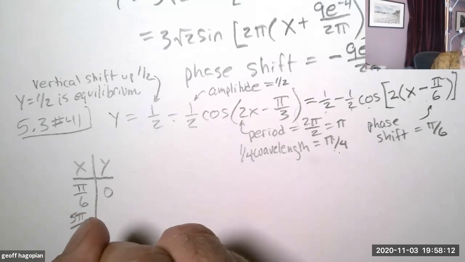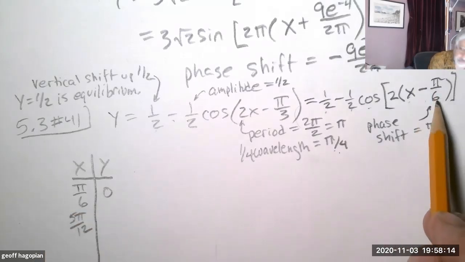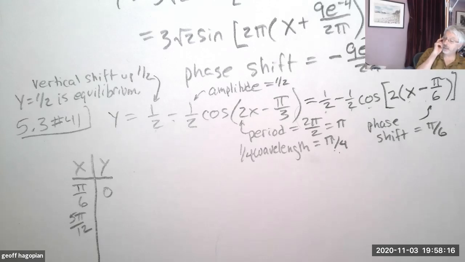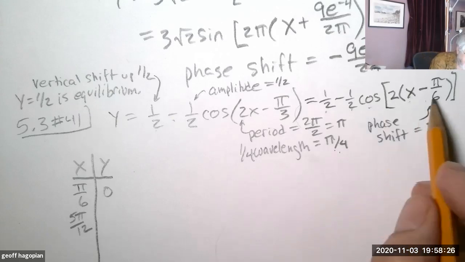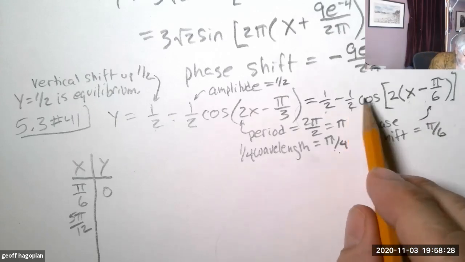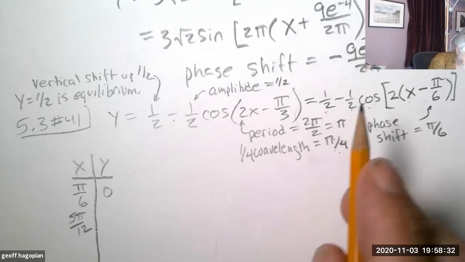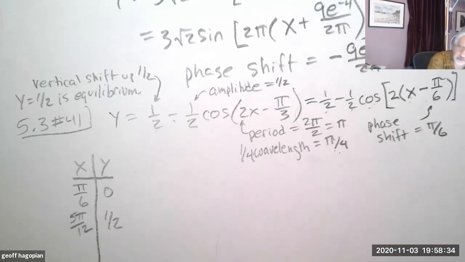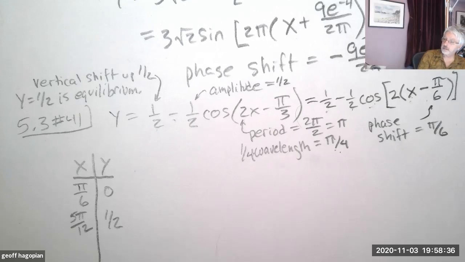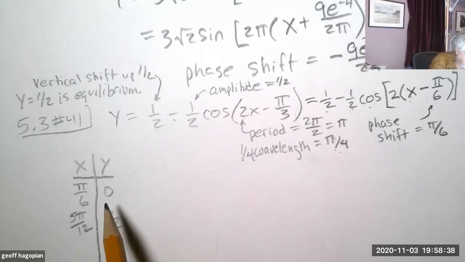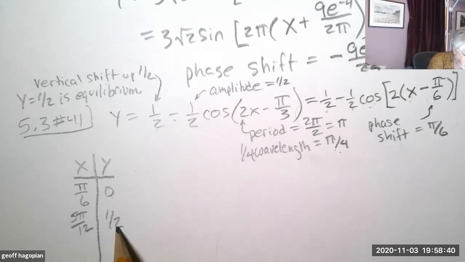That's our next input. And if we subtract pi over 6 from 5 pi over 12, well, that's 3 pi over 12, which is pi over 4. Twice pi over 4 is pi over 2. Well, it's just what you expect, right? Cosine of pi over 2 is 0. So 1/2 of 0 is 0. 1/2 minus 0 is 1/2. So we're on the equilibrium, right? So we started at a trough. We rose up to the equilibrium.